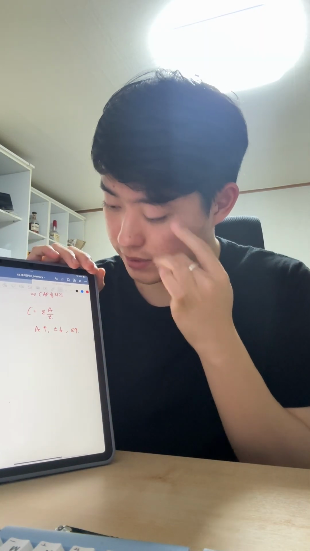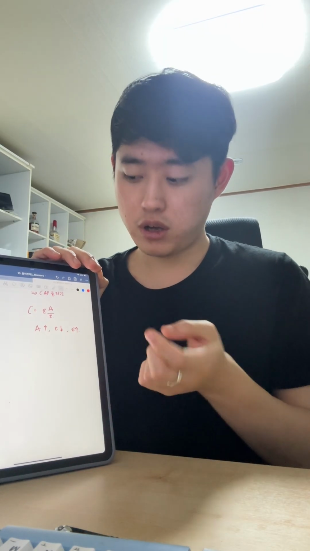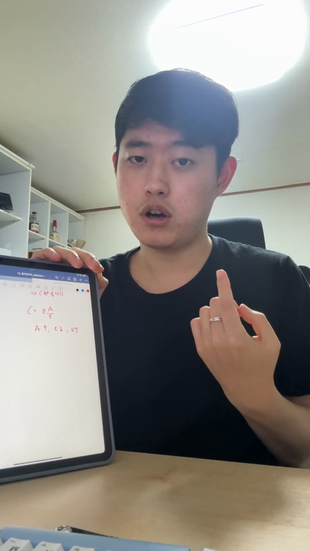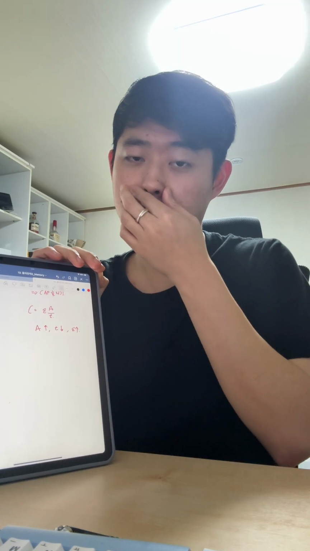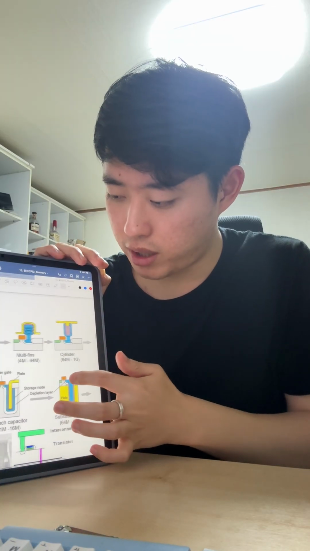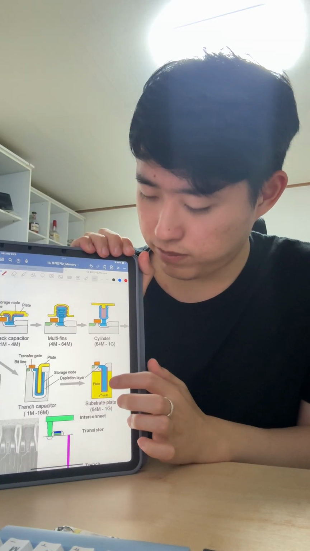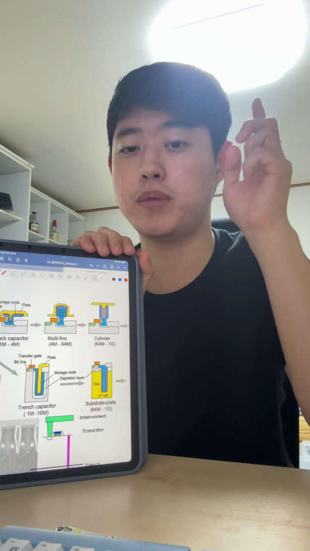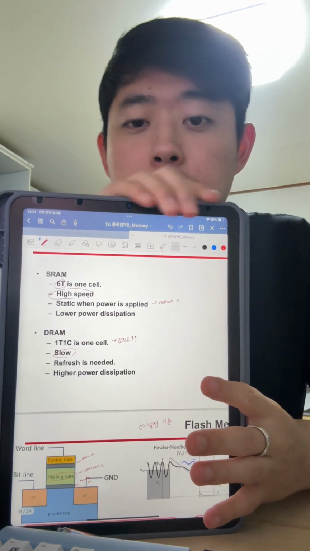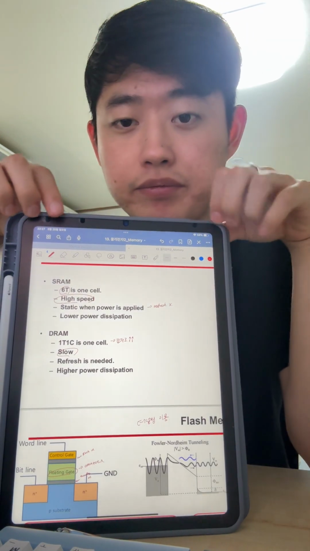C is epsilon A over t. So when the area is up, the thickness t is down, and epsilon, the permittivity, is up, the capacitance goes high. There are very many solutions here. The area is increased like this, and the thickness is decreased. So this is the summary of SRAM and DRAM.